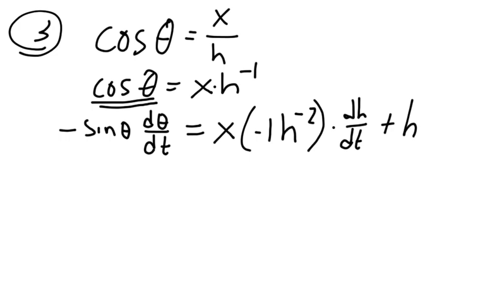Plus second function, h to the -1, times the derivative of the first function. The derivative of x is just 1, but I multiply by dx, oops, that's an x, dt. And there's my answer.